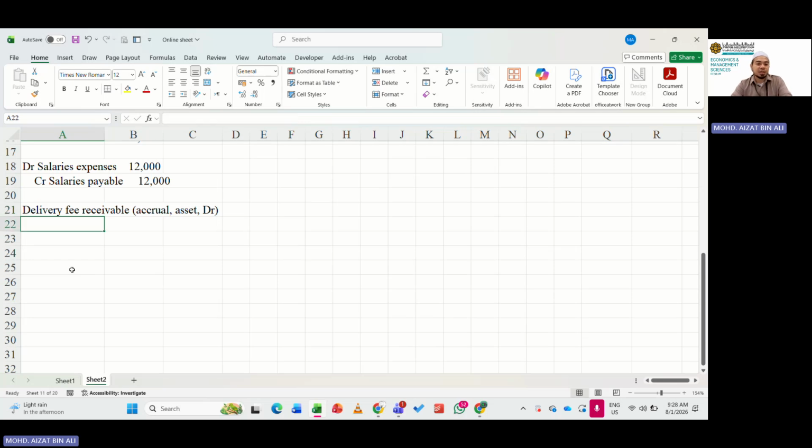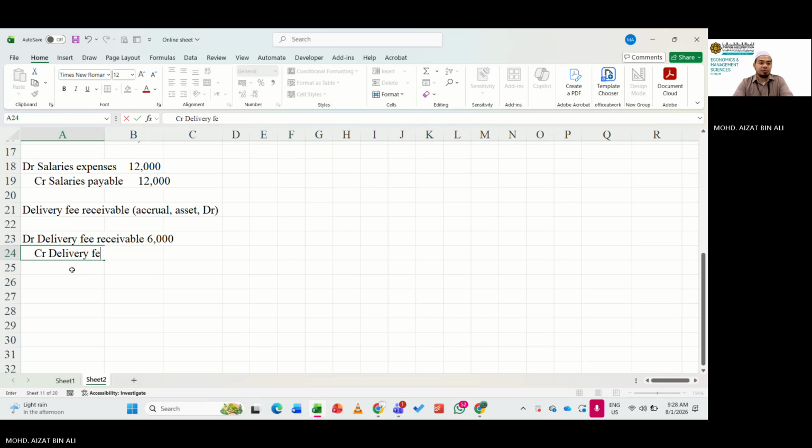So we already solved the first part. It is an accrual, an asset, and a debit. So debit delivery fee receivable amounting to 6,000 ringgit, and then credit delivery fee revenue 6,000 ringgit. So this is the fourth adjustment.